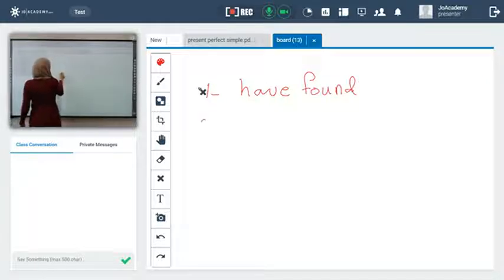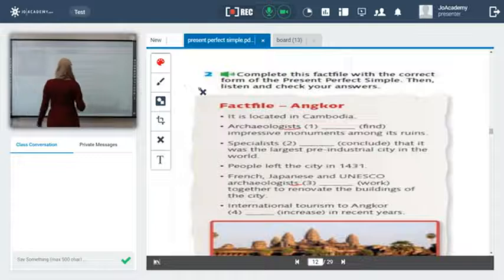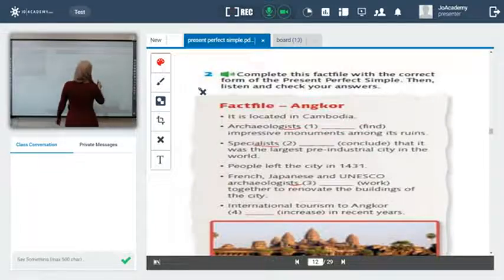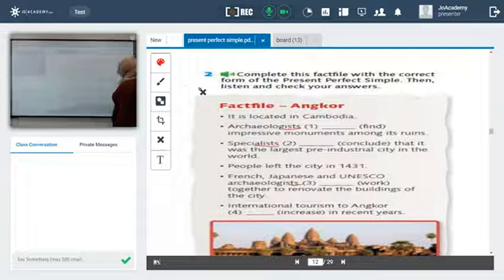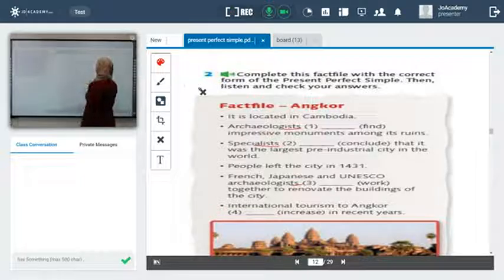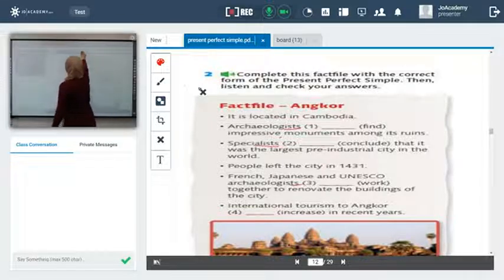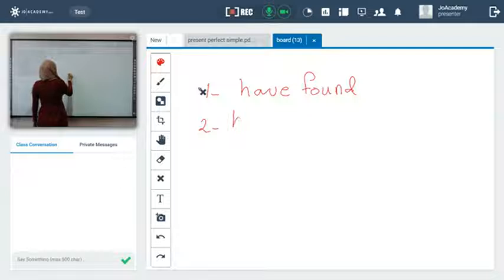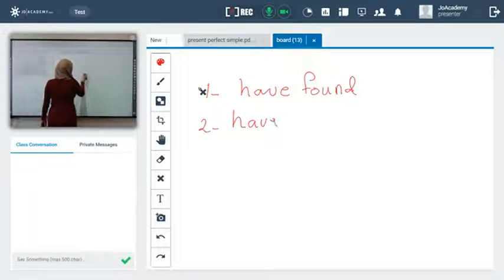Now, let's look at number 2. Specialists conclude that it was the largest pre-industrial city in the world. Specialists, again, it's a plural noun. So what's the right answer? Very good. Have concluded.